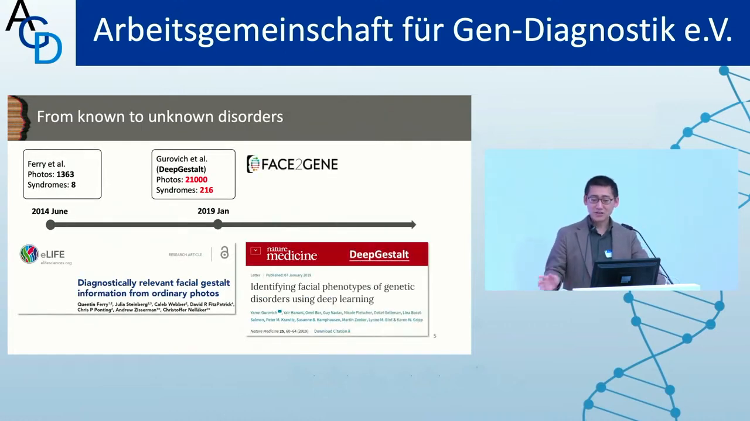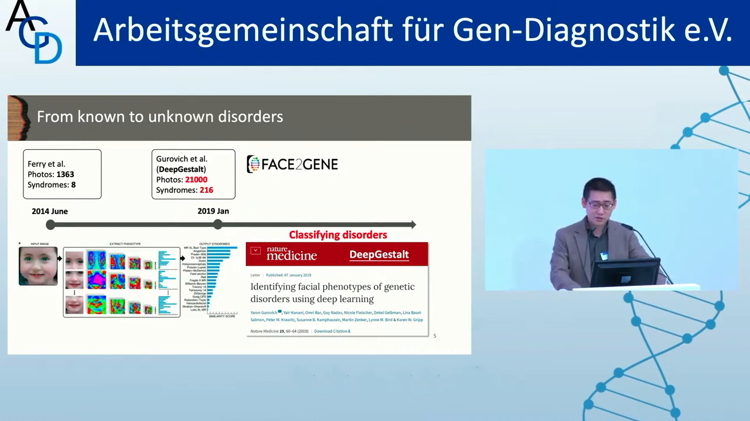So the NGP technology has already significantly progressed in the last few years. From 2014 to 2019, the training scale has increased from 8 syndromes in the Ferry paper to over 216 syndromes in the Gurovich paper, which is running behind the Face2Gene platform. The method described in this paper is also called DeepGestalt. So I will use this term to refer to this study in my following presentation.